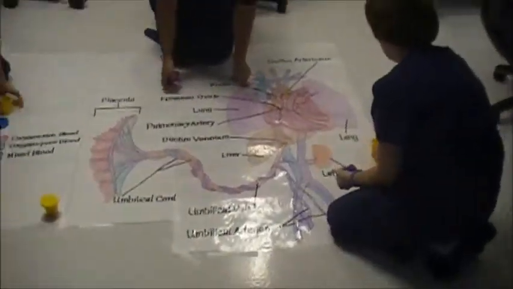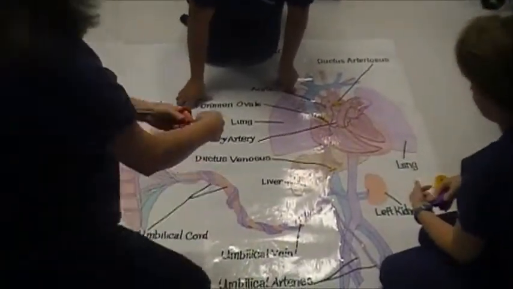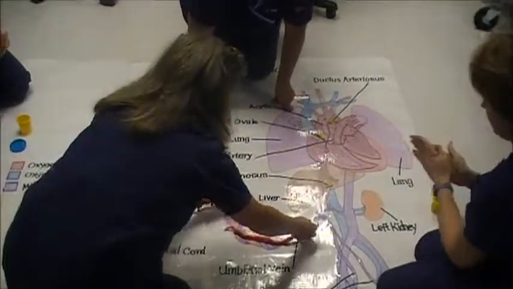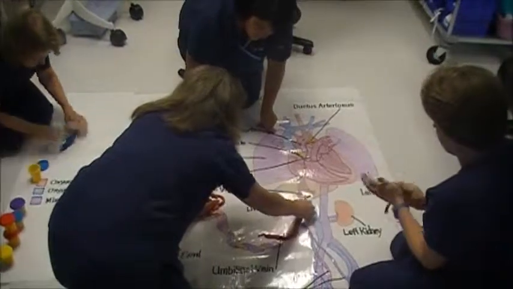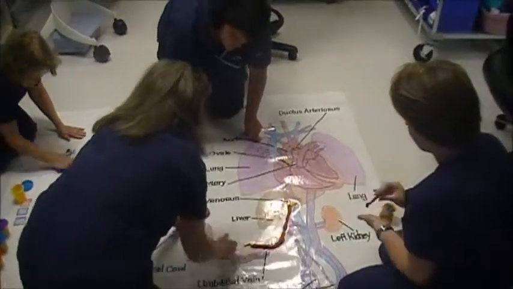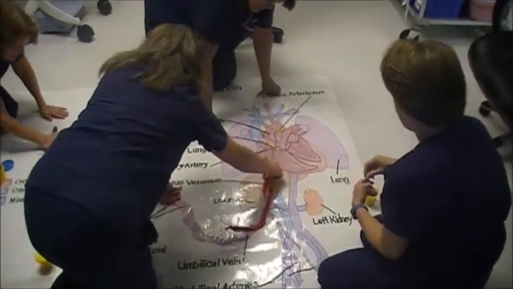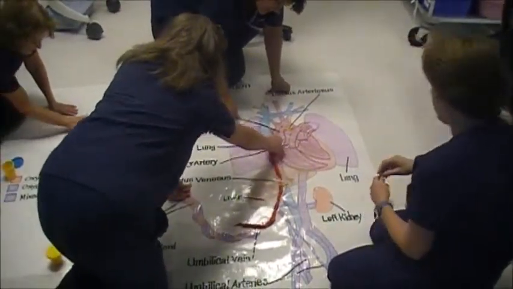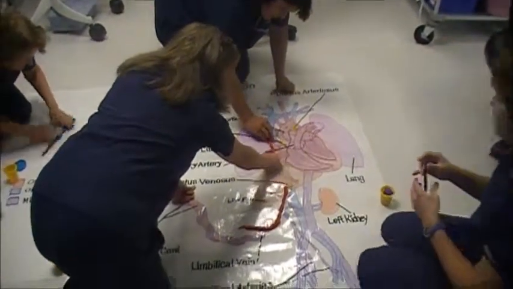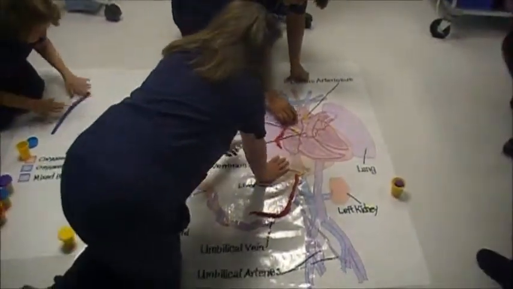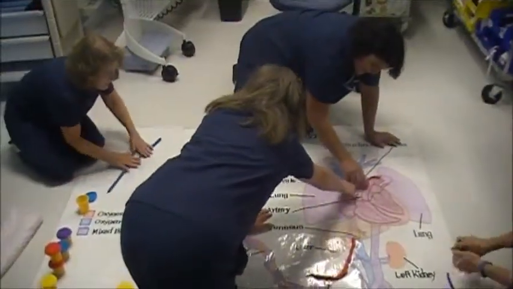So this is going to come from the placenta. Right. Oxygen-rich blood is going to come from the placenta. Good. Through the umbilical vein. It's going to go past the ductus venosus, up through the inferior vena cava into the right atrium. Very good. And go past the foramen ovale into the left atrium.